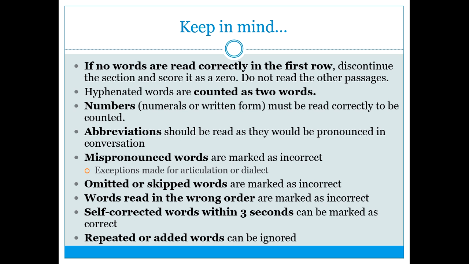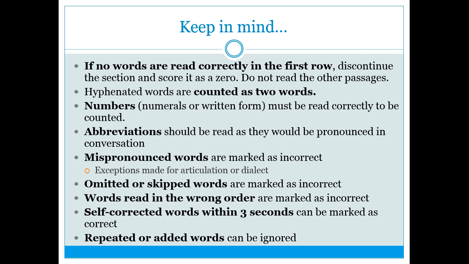So some scoring rules to keep in mind as you go. First, if no words are read correctly in the first row of the passage, discontinue this section and score it as a 0, and don't read any of the other passages. You can count hyphenated words as 2 words. Numbers, either numerals or in written form, must be read correctly to be counted. Abbreviations should be read as they would be pronounced in conversation.